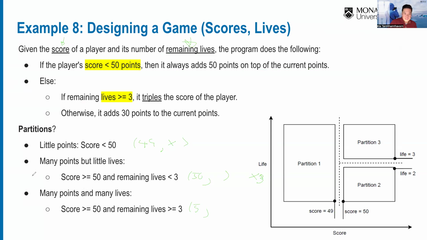So for the second partition here, if the score is greater than or equal to 50, but the remaining life is less than 3, let's say I put 2, I get triple the score. But if I put 3 here, then what is that? Plus 30. Make sense? And this one just returns plus 50 points based on this requirement.